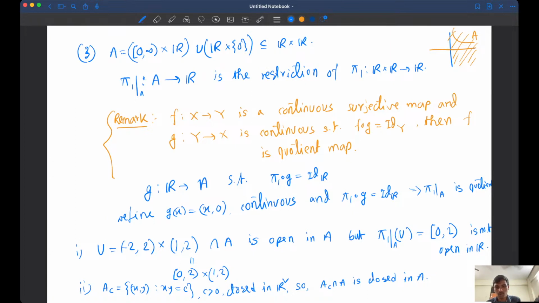But pi 1 of A intersection AC is actually 0 to infinity, which is clearly not closed, because 0 is again a limit point of this set but not contained in this set, so not closed. Okay, fine.